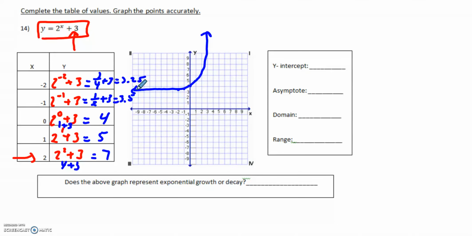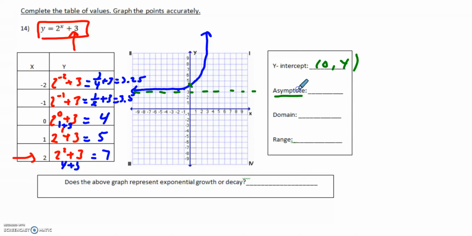So this is what my graph is going to look like, and in a different color, I would like to draw a dotted line here to represent the asymptote, which is the line that I'm getting really close to, but not touching. And so now if I want to answer some information about this, I look at my graph, and I notice that it crosses the y-axis at (0, 4).